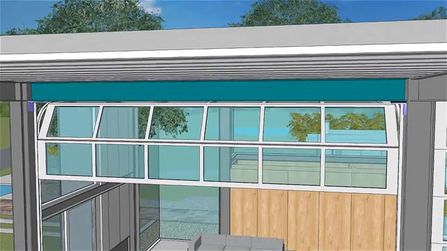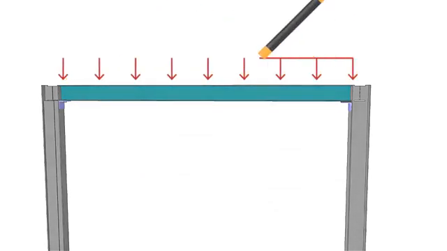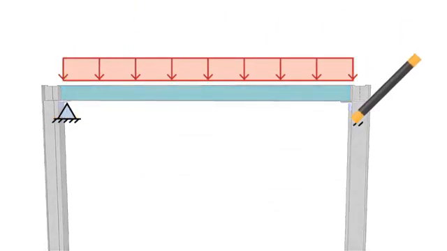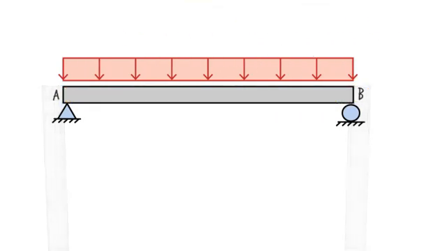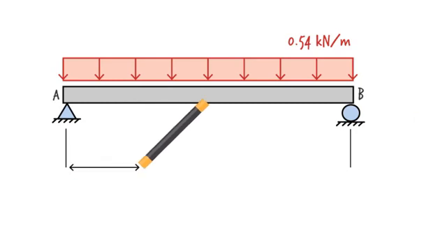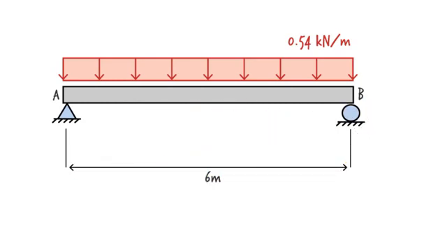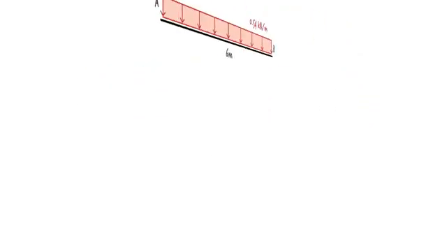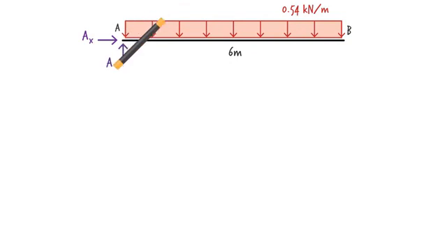The beam supports a part of the roof. We assume the weight of the roof is distributed uniformly over the entire length of the beam. Suppose we have calculated the magnitude of the roof load to be 0.54 kilonewton per meter. The beam's length is 6 meters. We wish to calculate shear and moment at points C and D. We start by calculating the beam's support reactions.